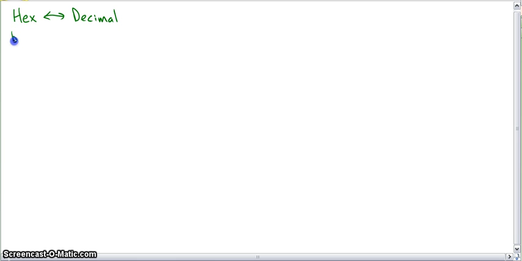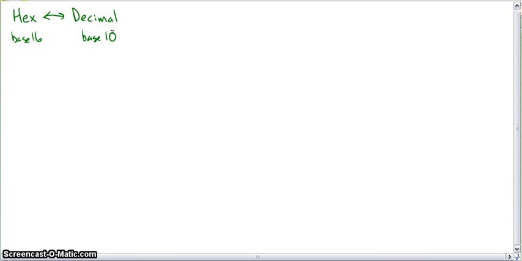Alright, now we're going to talk about converting from hexadecimal, which is base 16, to decimal. This is base 16, base 10.